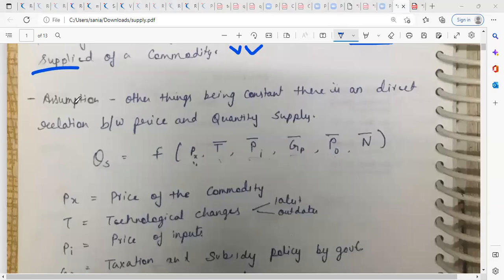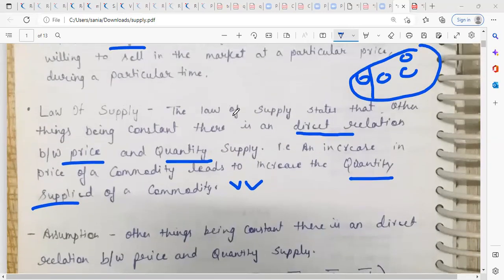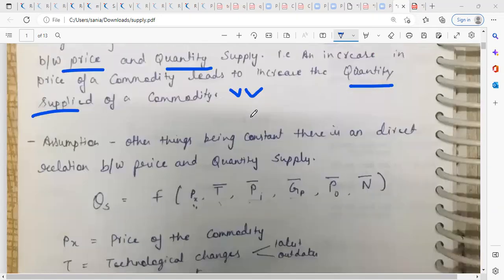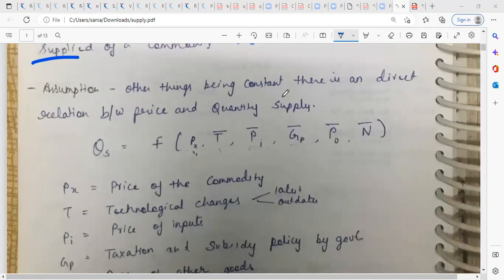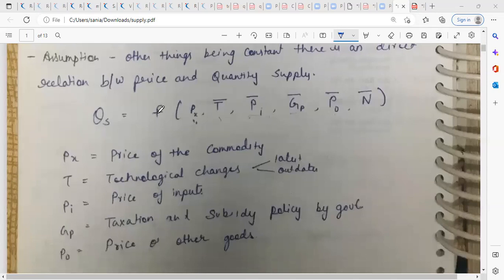Now coming to assumption. Whenever we do the law of supply or the law of demand, we have some assumption. As I already told you, there is an assumption that other factors or other things will be constant. Only then will you talk about these two things, price and supply. So other things being constant, there is a direct relationship between price and quantity supply. This F means factors. PX means price. T is technology change, it can be latest or outdated.